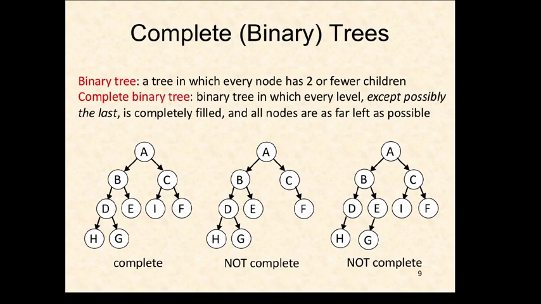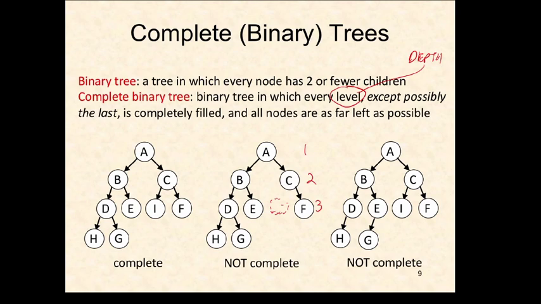So if these are not complete, why are they not complete? Well, the middle one is lacking a node here. There's a hole. When we said every level, we could have also said every depth. So depth 1 is completely filled, depth 2 is completely filled, depth 3 has a gap in it, and there is a depth 4. So with depth 3 not completely filled, we've got a problem because there is a depth 4.